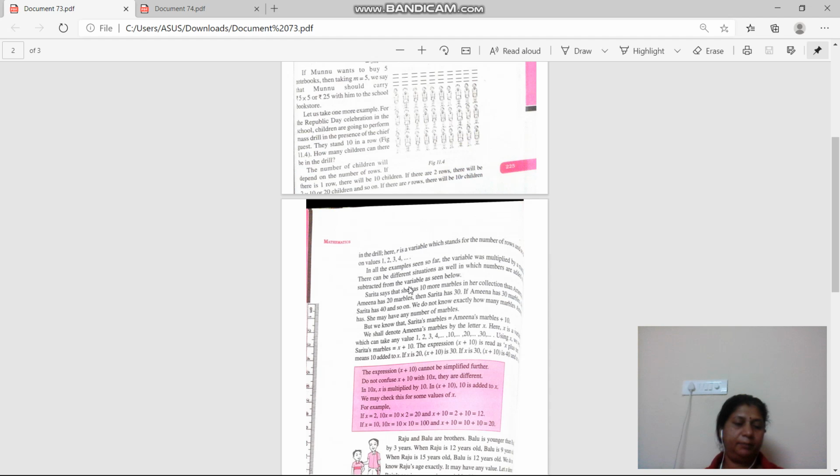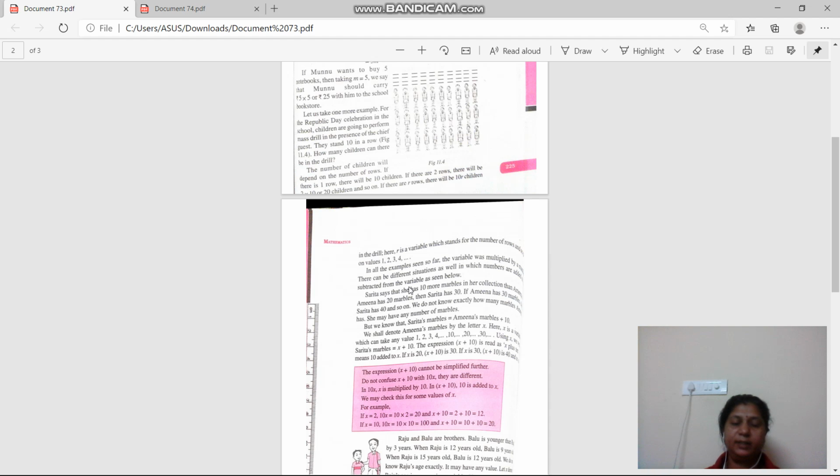In all examples we have seen so far, the variable was multiplied by a number. There can be a different situation as well, in which a number is added to or subtracted from the variable, as seen below. Okay, so there is no one fixed number, but the letter we use varies, that's why it is a variable.